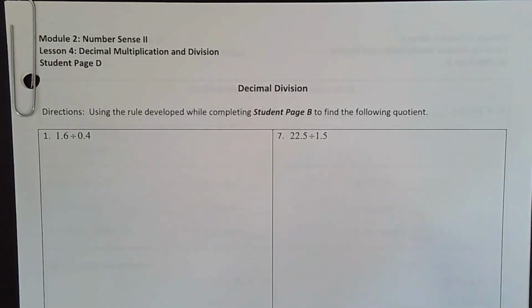All right, we're ready to start Module 2, Lesson 4, Student Page D. We're picking up from where we left off in the last lesson. We just did a whole bunch of multiplication. Now we're going to do a whole bunch of division just to make sure everybody has this down before we move on to the next topic.